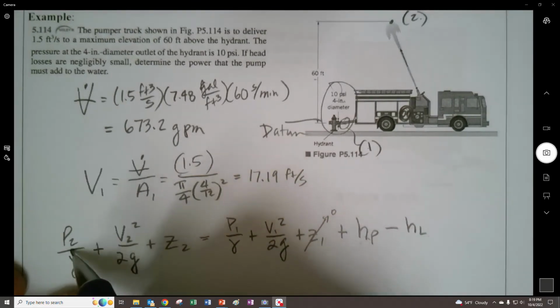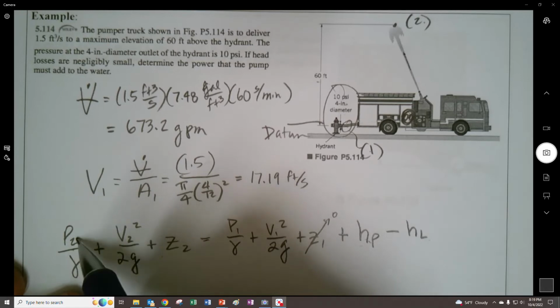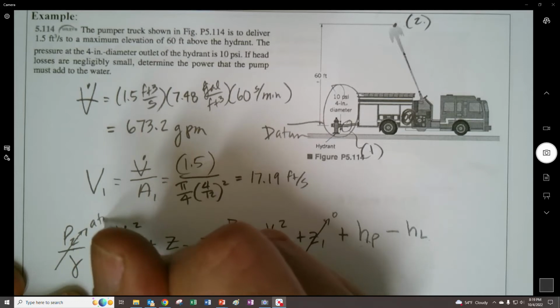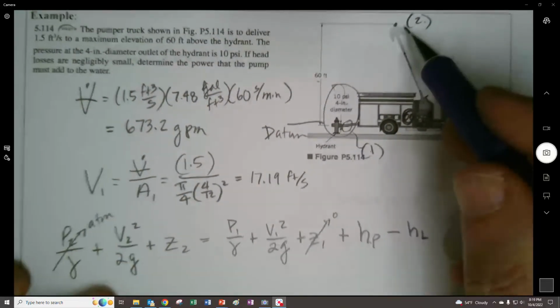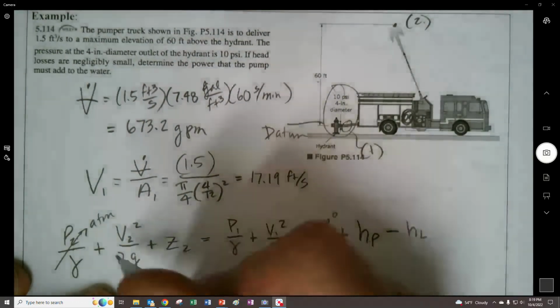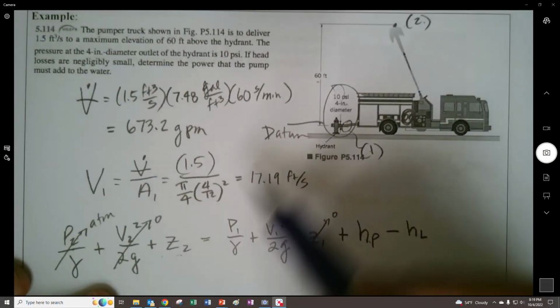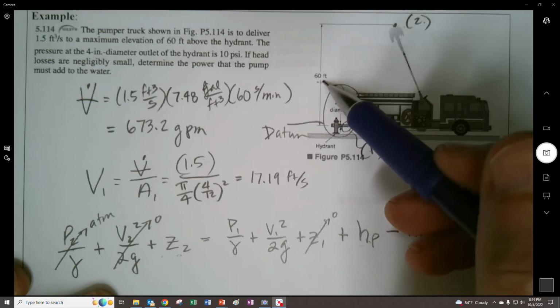We're going to go up to state 2 right here. This is going to be at atmospheric pressure. We're also going to go up as high as we can, so we're going to say the velocity goes to 0. This height right here is going to be equal to the 60 feet.